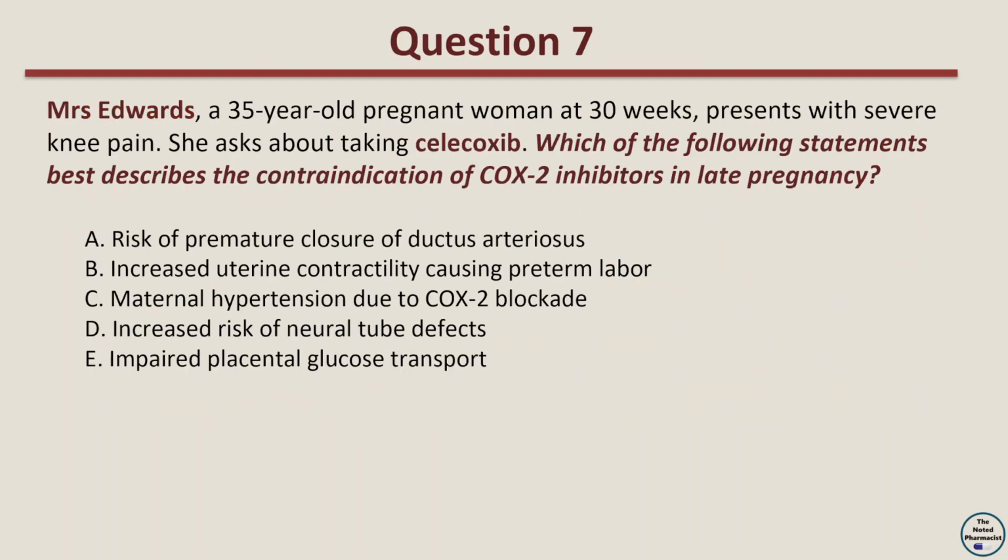Question 7. Mrs. Edwards, a 35-year-old pregnant woman at 30 weeks, presents with severe knee pain. She asks about taking celecoxib. Which of the following statements best describes the contraindication of COX-2 inhibitors in late pregnancy? Option A. Risk of premature closure of ductus arteriosus. Option B. Increased uterine contractility causing preterm labor. Option C. Maternal hypertension due to COX-2 blockade. Option D. Increased risk of neural tube defects. Option E. Impaired placental glucose transport.